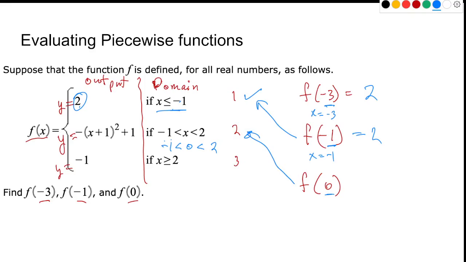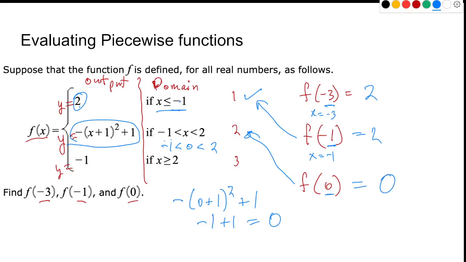Okay, and so for doing that, I need to plug this in. So I need to put in 0 for this statement. So I'm going to get -(0 plus 1) squared plus 1. So 0 plus 1 is 1, 1 squared is 1, and then there's this negative on the outside, so that's -1 plus 1. Well, that equals 0. Okay, so notice how I got my y, my output value, by going through that.